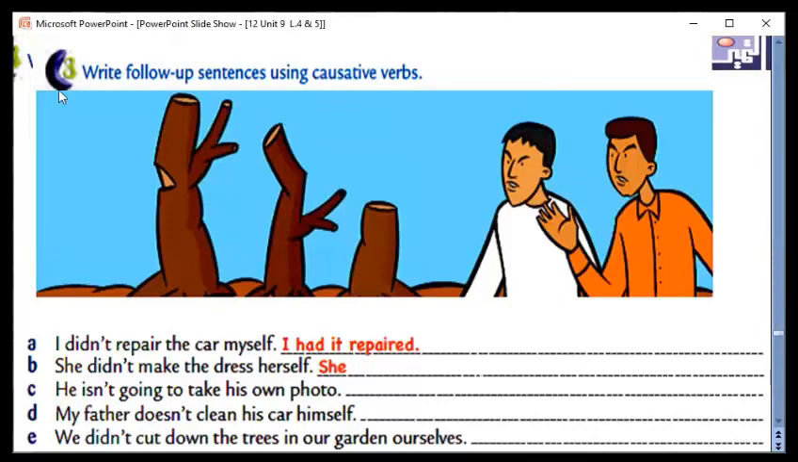Here, I'd like you to have a look at exercise number 3, write follow-up sentences using causative verbs. Have a look at these ideas from A to E, and number A is done for you. I didn't repair the car myself. I had it repaired. She didn't make the dress herself. You have to look at this tense, didn't make, so we can say made. The object is the dress. So she had the dress, and after that we would like to write the past participle of the verb make, which is made, and so on.